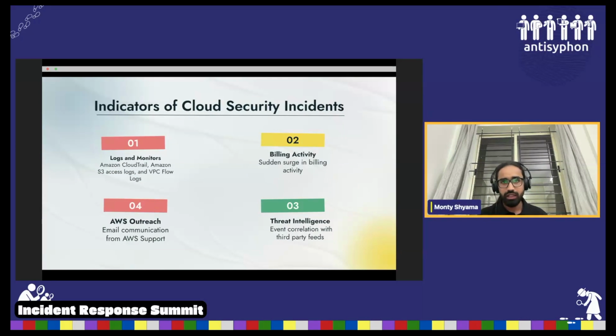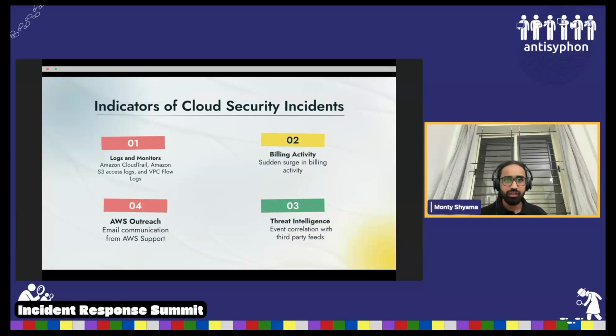How do we know that we have a cloud security incident? First, logs and monitors. We have the CloudTrail logs, which provide the event history of all the API calls made to resources within the AWS account. Then we have S3 access logs, which are very similar to the server access logs provided by Apache and Nginx. Then we have the VPC flow logs. So what you can do is correlate the VPC flow logs and the CloudTrail logs to gain complete visibility at the endpoint and the network level.